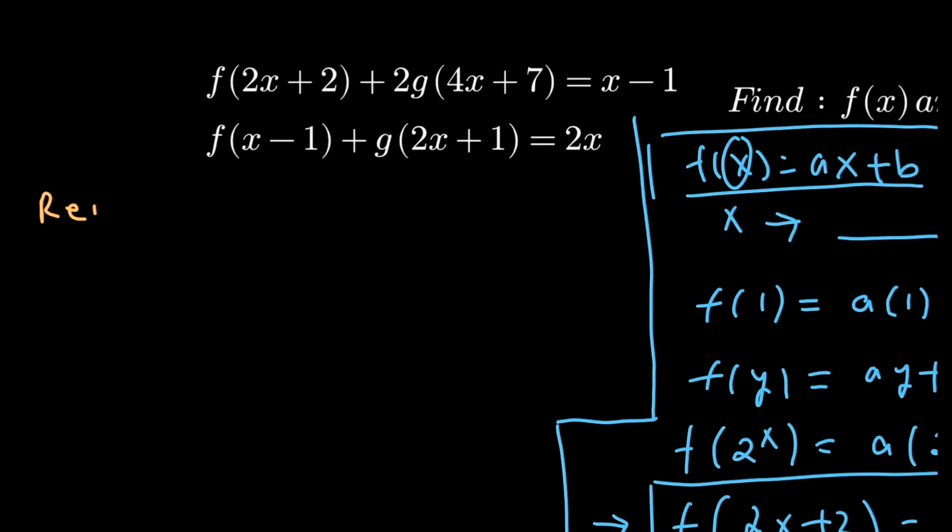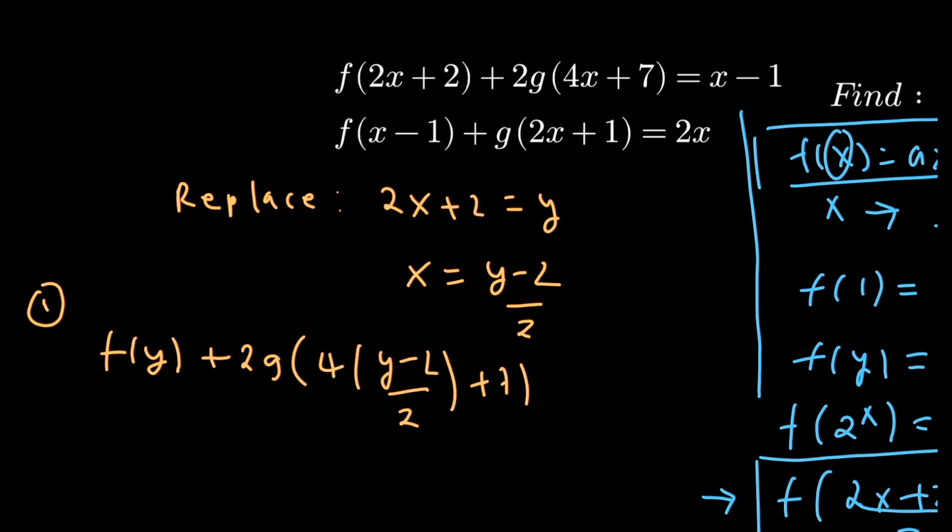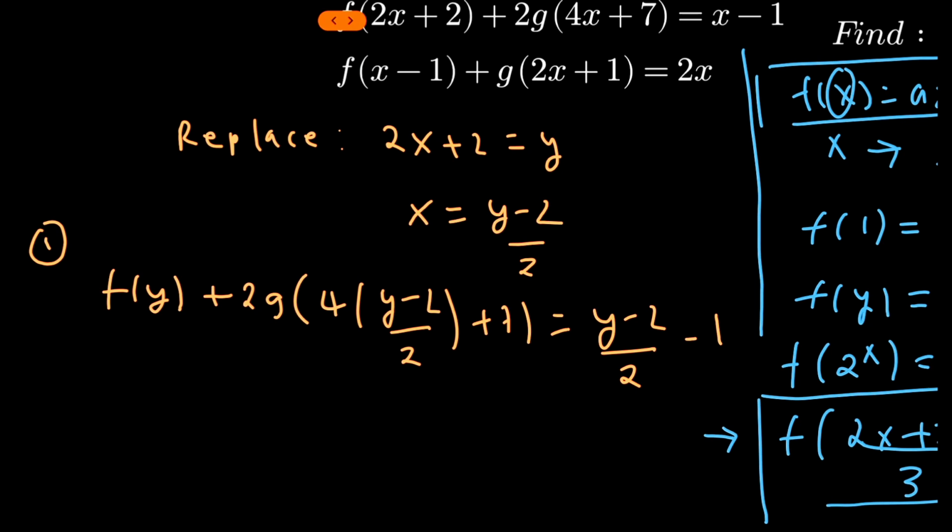Now I will simply replace 2x plus 2 with some variable y. So we have given the value y to the term 2x plus 2, and from this the value of x in terms of y is y minus 2 divided by 2. According to this, the first equation turns out to be f of y plus 2 times g of, now 4x plus 7 is there, so instead of x we put its value, therefore 4 times y minus 2 divided by 2, plus 7. This equals x minus 1, so we replace x with this value, that is y minus 2 divided by 2 minus 1. Now let us simplify the rest of the things in this equation.